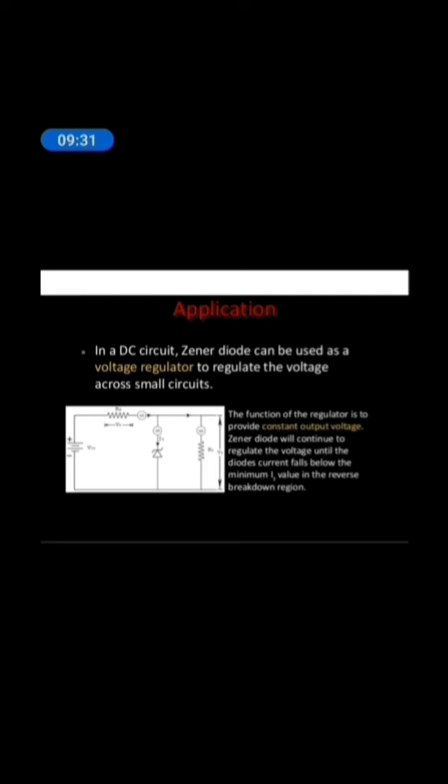We know that the voltage across the Zener diode remains constant. If a load resistance is connected parallel to the Zener diode, then the voltage across the load resistance will be equal to the voltage across the Zener diode, and this will remain constant.